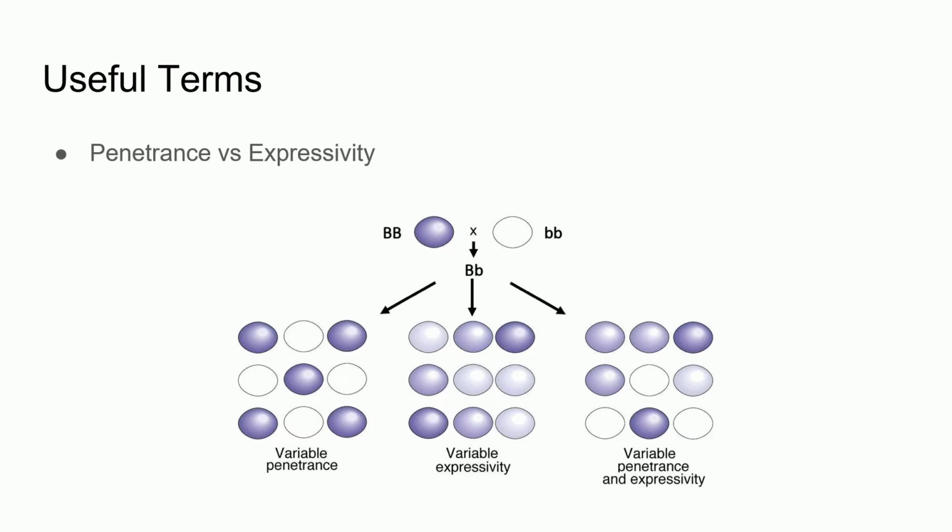Penetrance is used to describe whether or not there is an expression of the genotype in the individual. The genotype is present, but expression is either present or absent in this individual. This explains why some dominant traits are not expressed in certain individuals. Expressivity describes the differences observed in the phenotype between two individuals with the same genotype. It is the phenotypic spectrum of a given genotype.